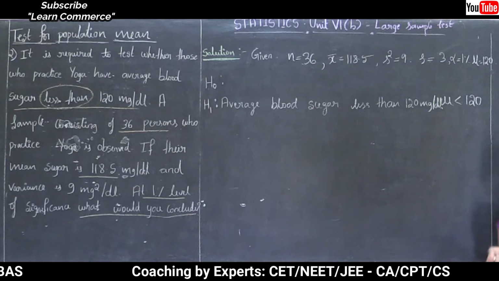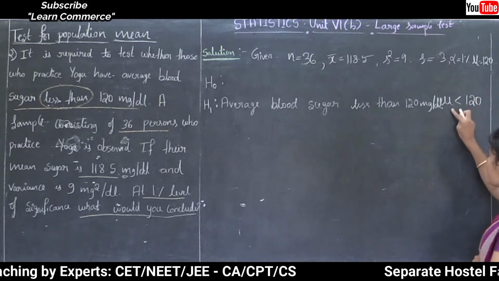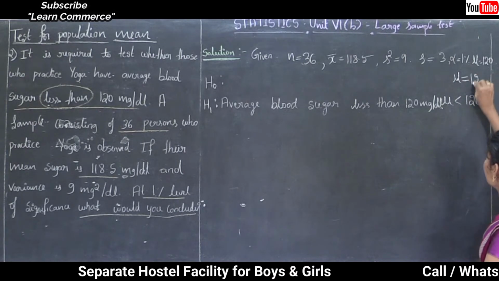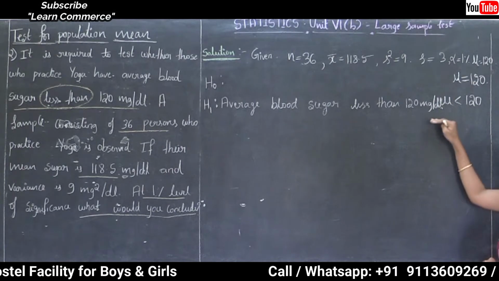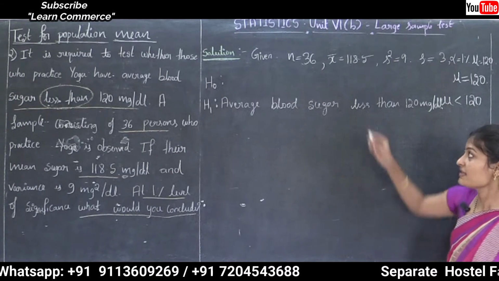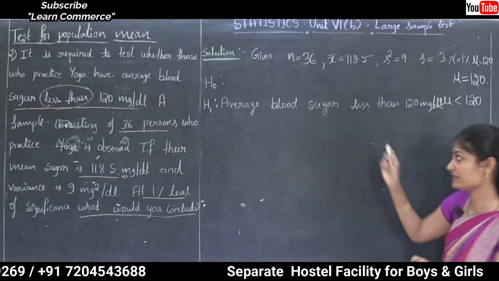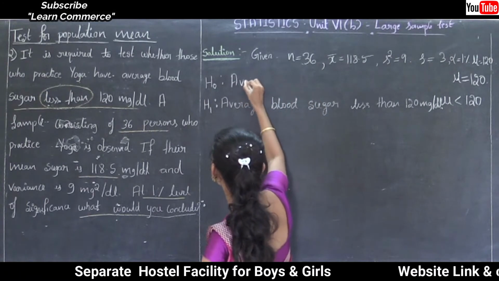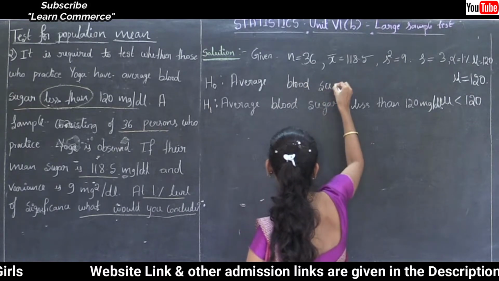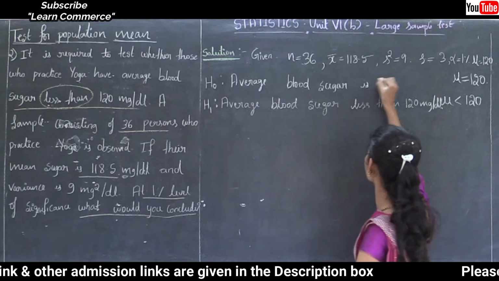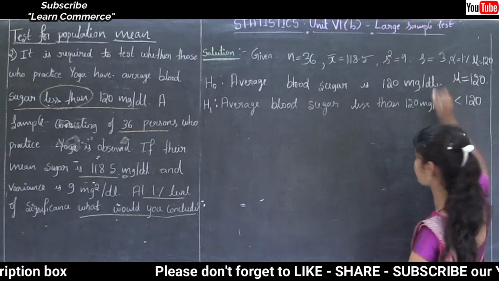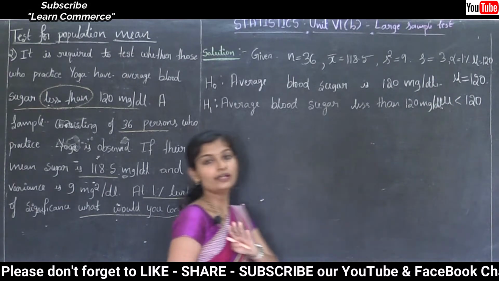H naught is always equal to type. So how to write equal to type? Here mu and 120 are given. Mu equal to 120. And what is the sentence? If it is equal to, it means blood sugar remains constant, so the sentence is average blood sugar is 120. So H naught is average blood sugar is 120 milligrams per deciliter. So step 1 and step 2 are over.